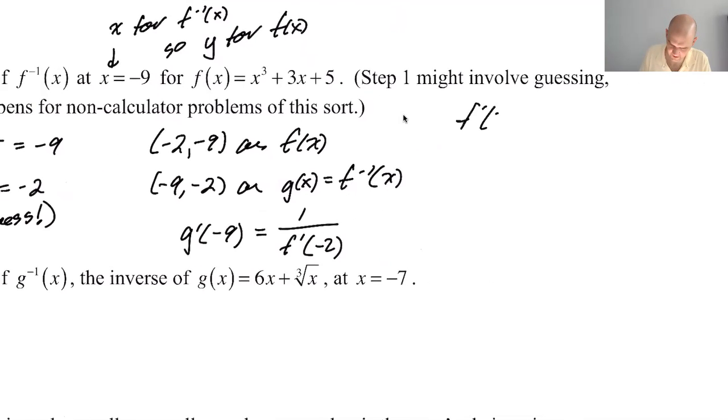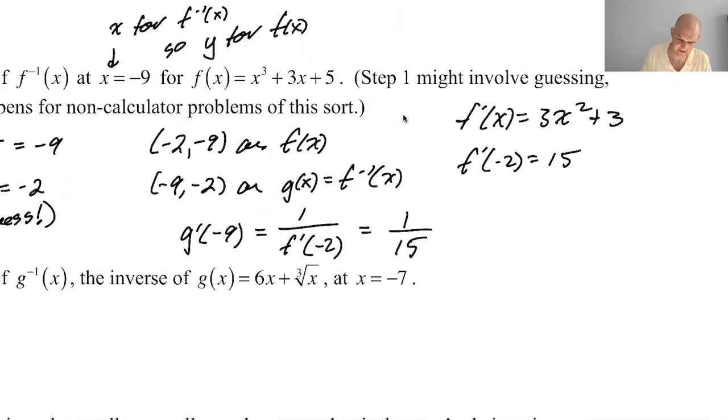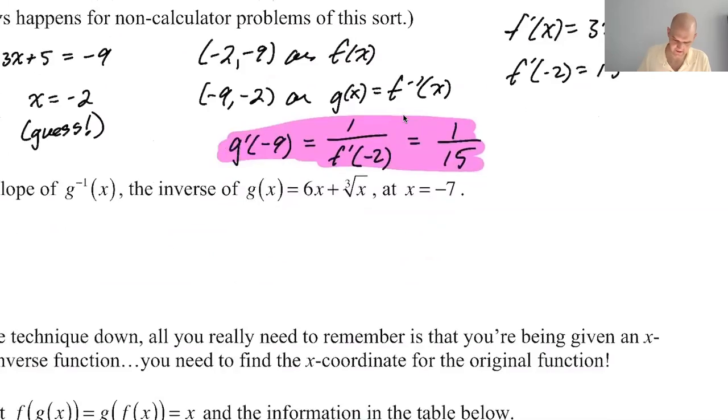So f prime of x is 3x squared plus 3. f prime of -2 is going to be 4 times 3, which is 12, plus 3 is 15. So this is 1 over 15, and that is our answer. So the slope of the inverse at x equals -9 is 1 over the slope of the original at -2. Let's try this one.